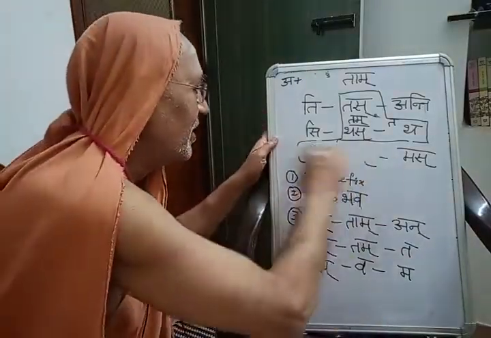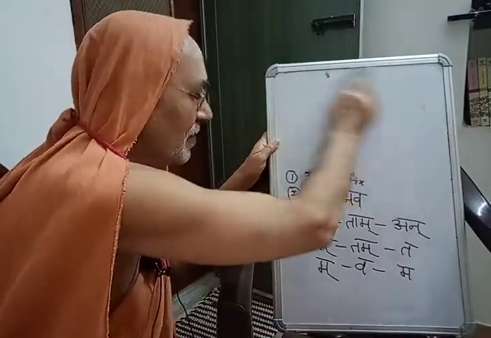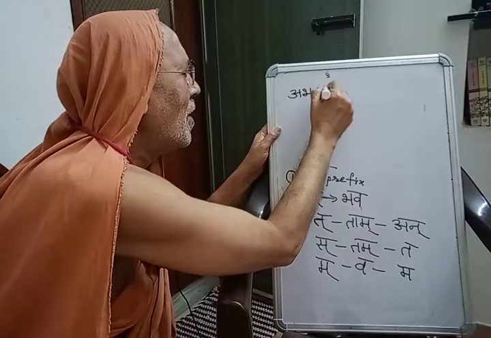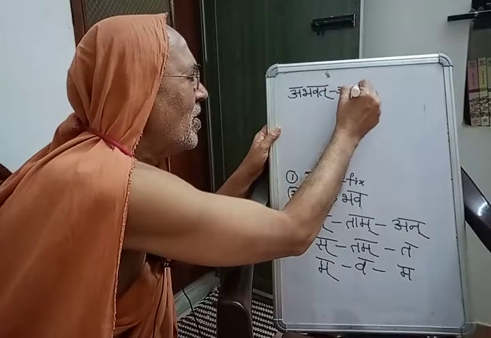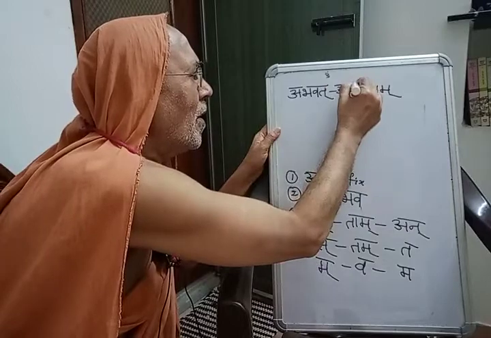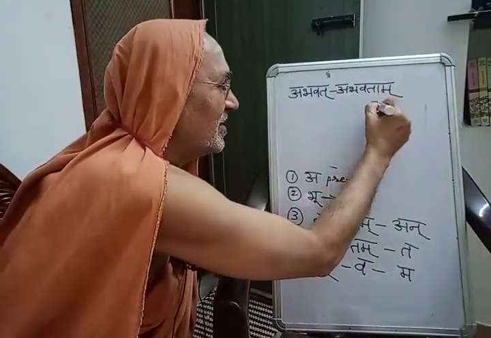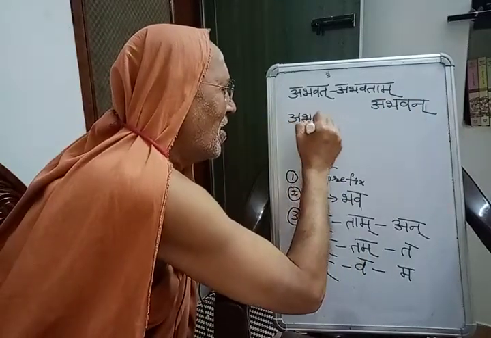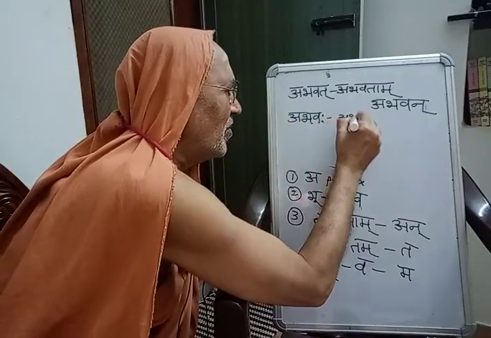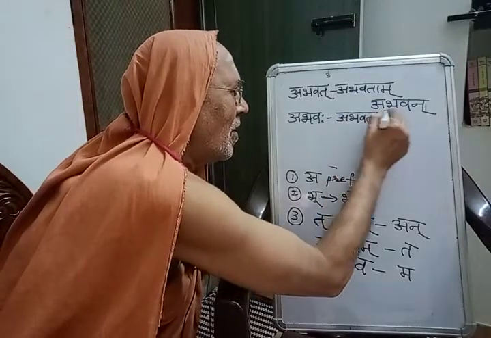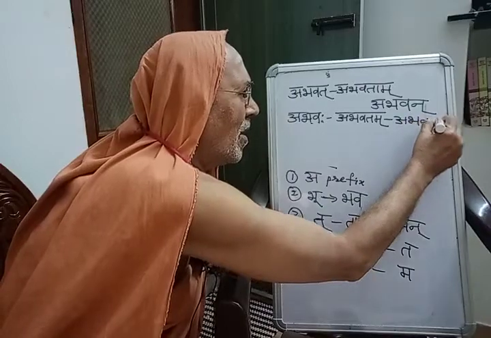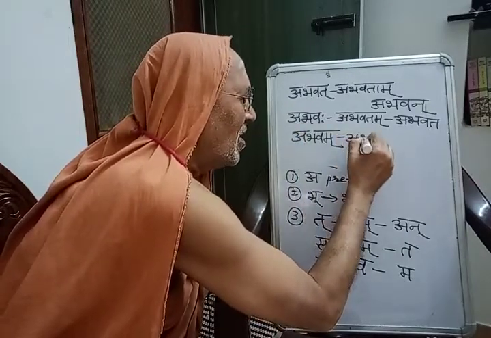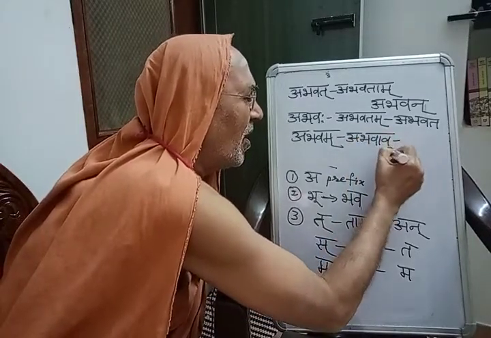You can note down somewhere, or shall I write here only? Now the derived forms. Abhavat. Abhavatam. There is no place for this. Abhavan. Abhavaha. Abhavatam. Abhavata. Abhavam. Abhavava. Abhavama.